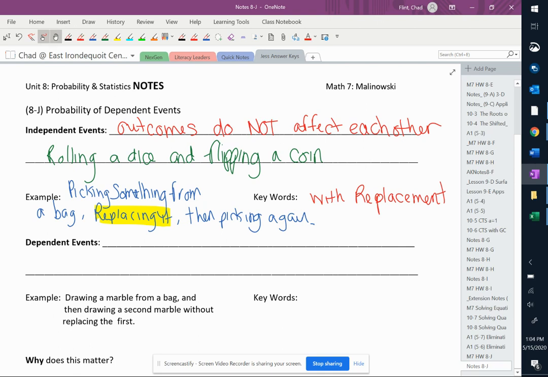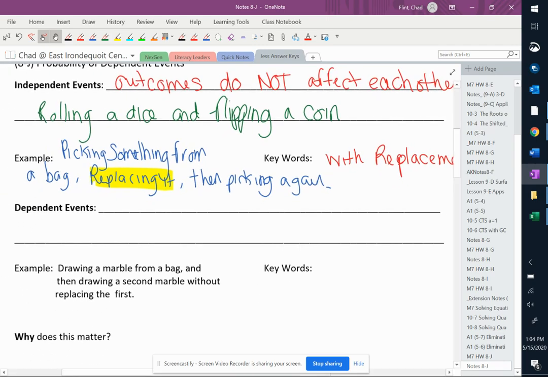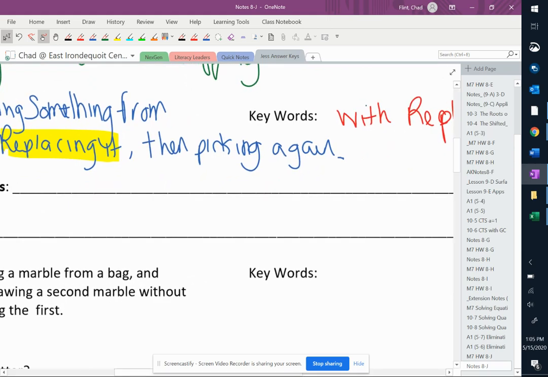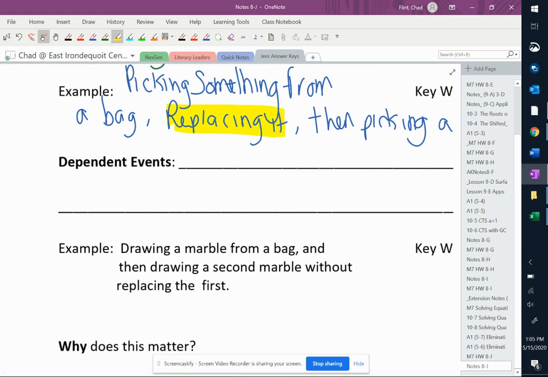So now this time we're going to talk about what a dependent event is. If independent events are outcomes where they don't affect each other, dependent events are exactly that, outcomes where the first event, they're events where the outcome of the first one does affect what happens in the second event. So dependent events. I'll write on the bottom line.